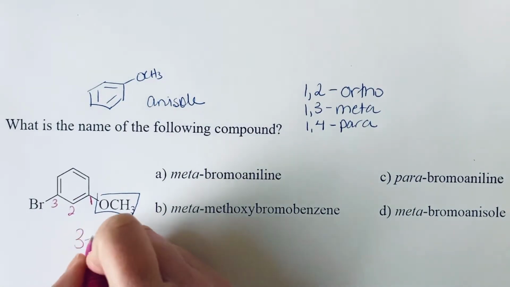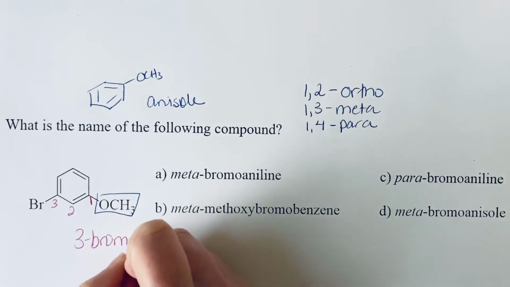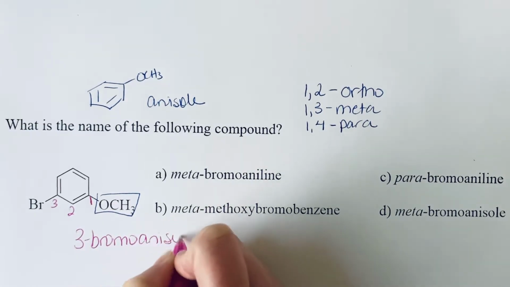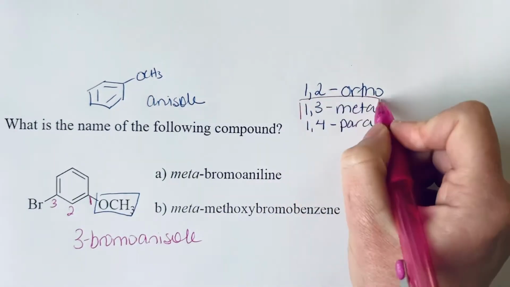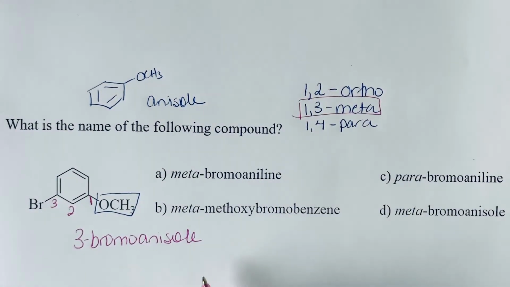So we could call this 3-bromoanisole. Or if we wanted to use these relationships, we would see this is 1, 3 to each other, so this one is meta. So we could also call this meta-bromoanisole, which is option D.